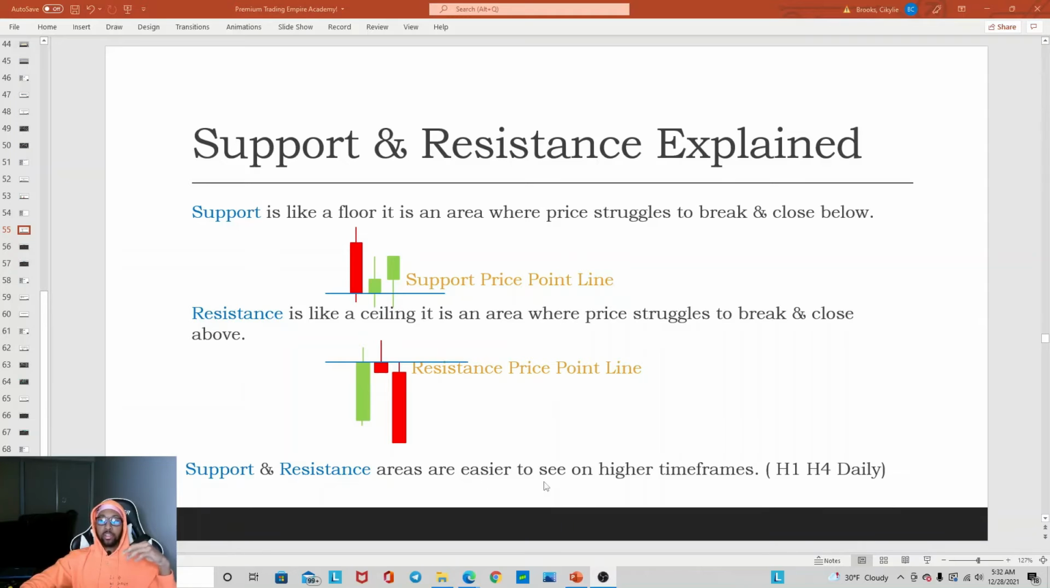So support and resistance areas are easier to see on higher time frames. So like the 1 hour, the 4 hour, and the daily. But I recommend you use the 4 hour and the daily, okay? Simply because if you see a rejection period on the 4 hour or on the daily, those are very strong areas. If you see multiple rejections, so like on the 4 hour, if you see 3 rejections, okay, boom, let me see what's going on. Or in the daily, you see multiple rejections, especially if you see 2 or 3 candles on the daily rejecting the area.